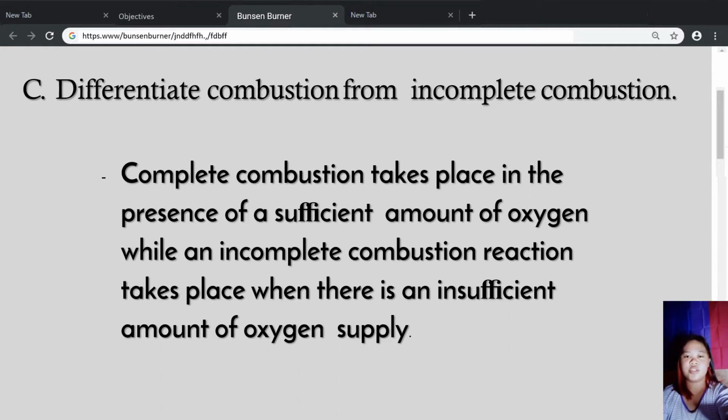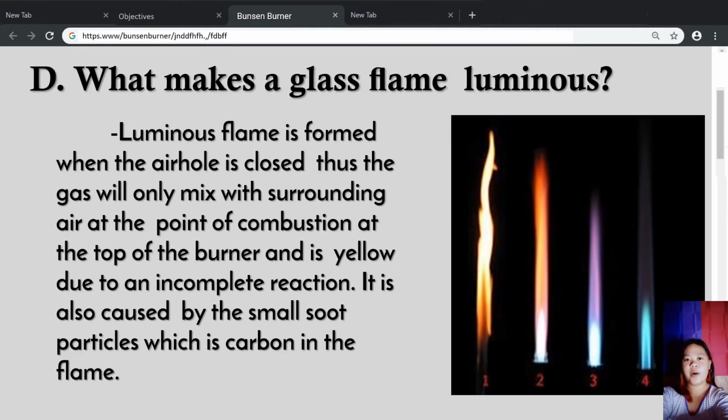Complete combustion takes place in the presence of a sufficient amount of oxygen, while an incomplete combustion reaction takes place when there is an insufficient amount of oxygen supply. What makes a gas flame luminous? A luminous flame is formed when the air hole is closed, so the gas will only mix with surrounding air at the point of combustion at the top of the burner, and is yellow due to an incomplete reaction. It is also caused by small soot particles, which is carbon in the flame.